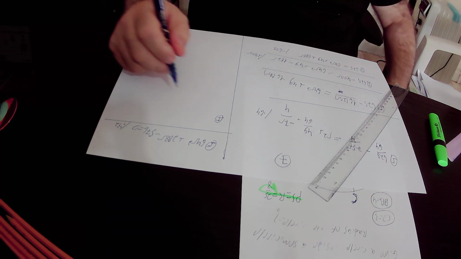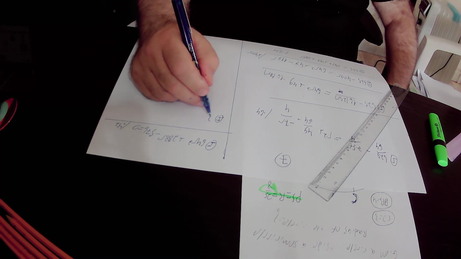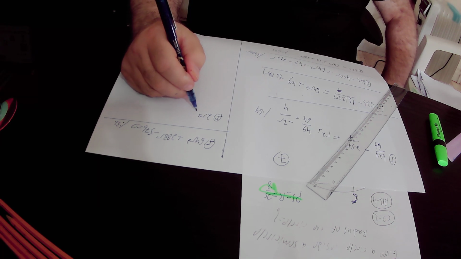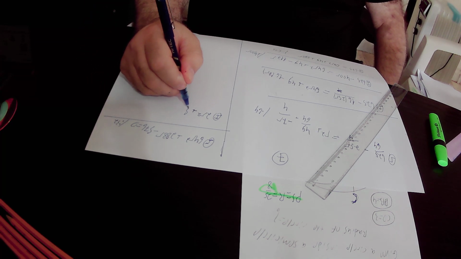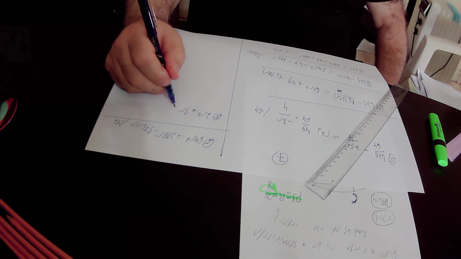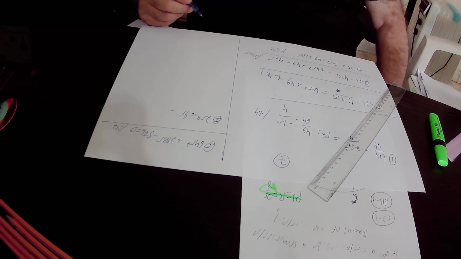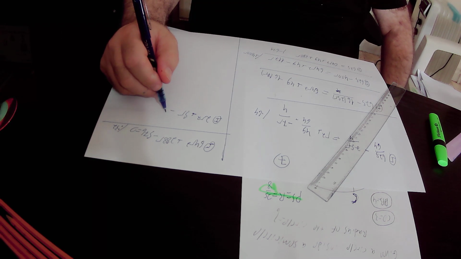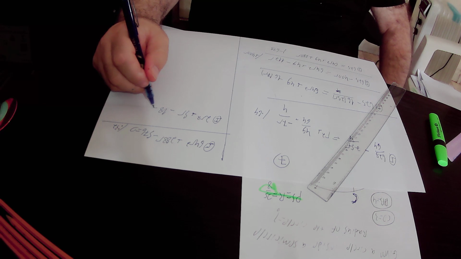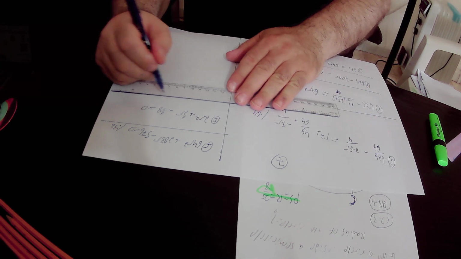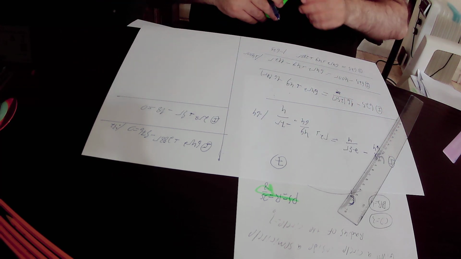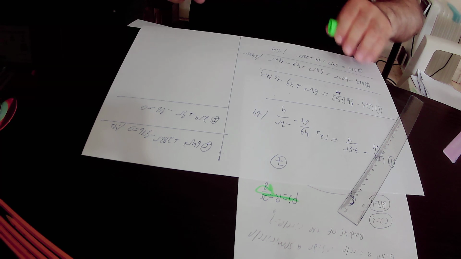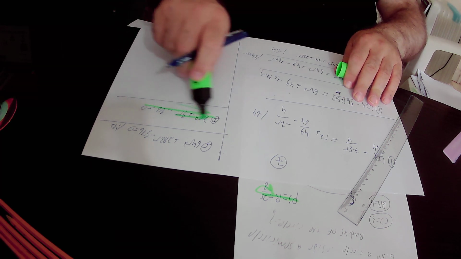64 over 32 is 2, so this expression equals in total 2r squared. Here, 288 over 32 is 9r. And minus 576 over 32 is minus 18. That is equal to 0. So here we have the quadratic equation 2r squared plus 9r minus 18 equals 0.